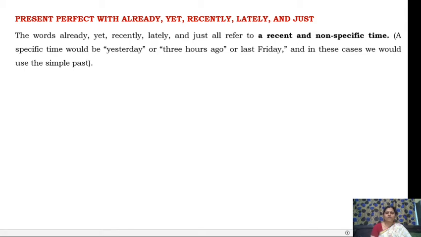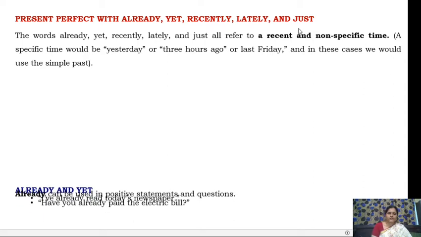The words already, yet, recently, lately, and just all refer to a recent and non-specific time. So when you are referring to actions that happened at an unspecified time, then we use these words. A specific time would be yesterday, or 3 hours ago, or last Friday. If there is no such specific time reference in a sentence, then we use these words.